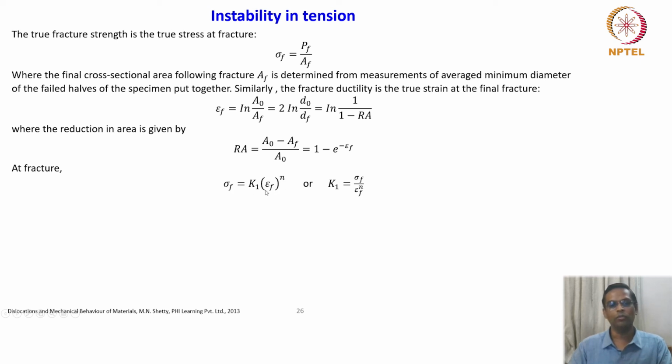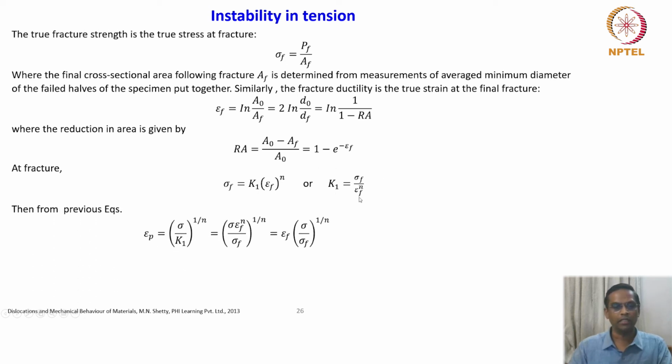Okay. So it is not sigma, it is sigma f. It is not k, it is k1 and epsilon f to the power n. Or you can write an expression for k like this and then substitute this into the plastic strain. Epsilon p is sigma divided by k1 to the power 1 by n. And then this can be rewritten like this. We simply substitute this value of k1 here.